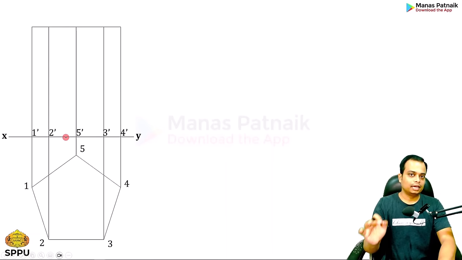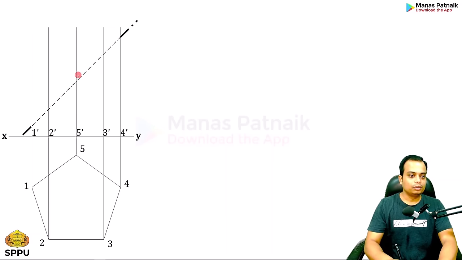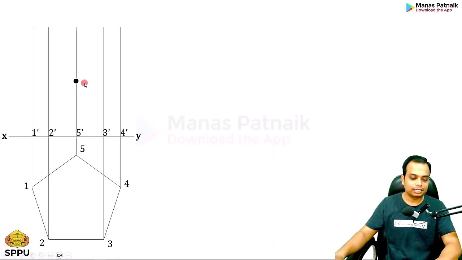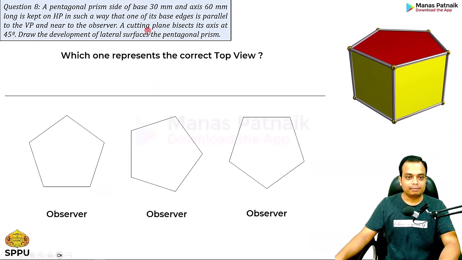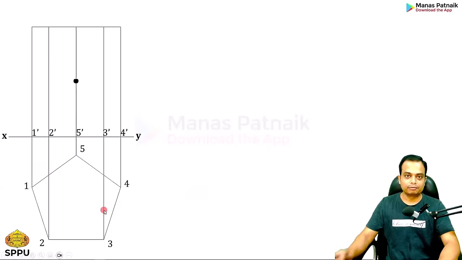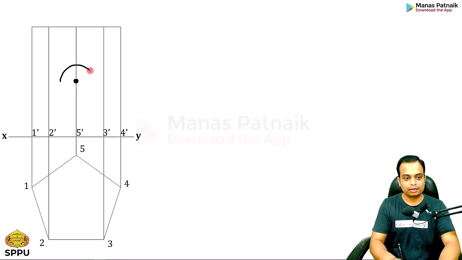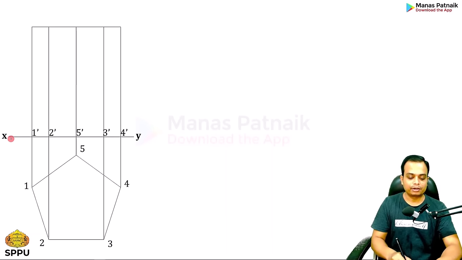Now, as far as the cutting plane is concerned, what you need to do is make a point over here, right at the center, because it has been clearly stated the cutting plane bisects the axis. That means it is going to divide the axis into two equal halves, 30-30 each. And the bisection will happen at 45 degrees. So we are going to be implementing these things very, very carefully. Keep your protractor over here, and at an angle of 45 degrees, mark a point. This way you need to make your cutting plane.